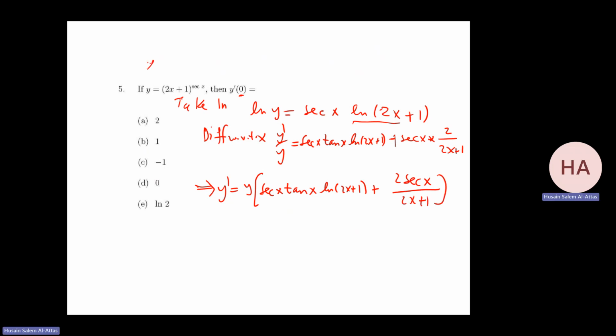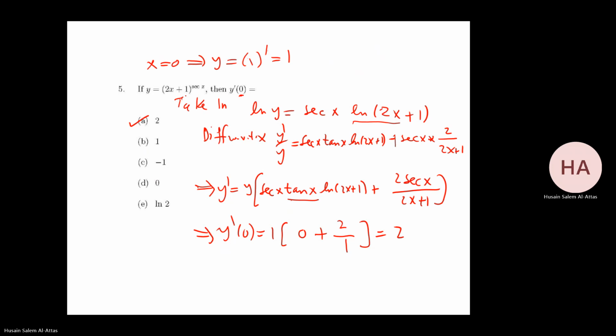Okay. Now if x equals 0, y will be what? 2 times 0 plus 1, which is 1 to the power secant 0, which is 1. So it will be 1. So y prime at x equals 0 will be 1 times, secant 0 tan 0, tan 0 is 0, so that's 0. Also ln 1 is 0. Plus 2 secant 0, which is 1 over 1. So the answer is 2. That will be the answer.